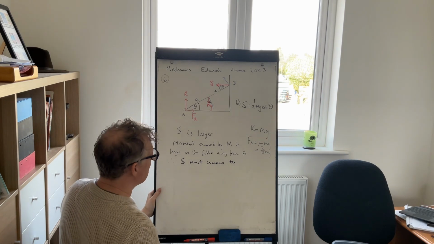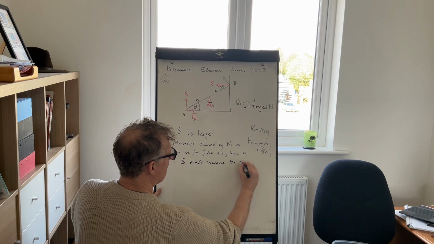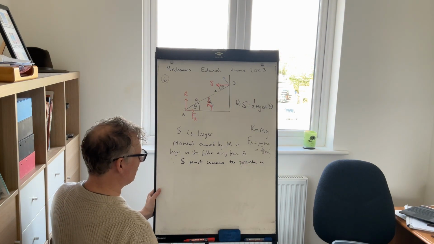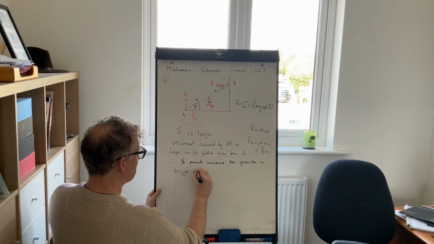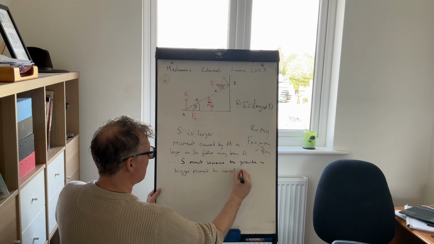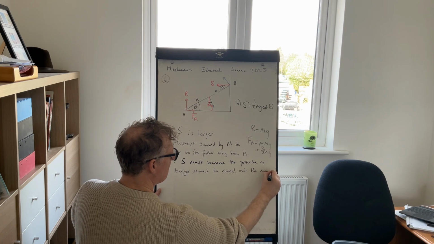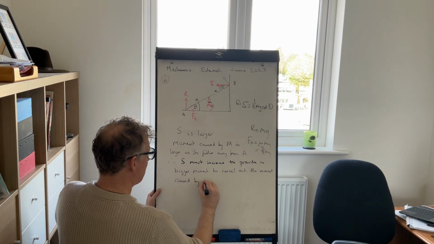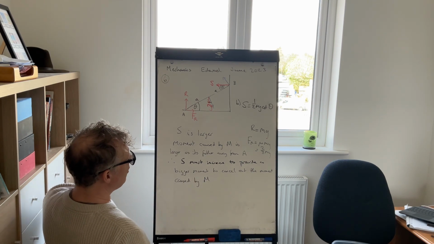how should we say this? S must increase to provide, this is terribly clunky, but I hope you understand what I'm talking about there, a bigger moment to cancel out the moment caused by M. This pen's terrible for writing, but never mind. Anyway, I hope that makes sense.